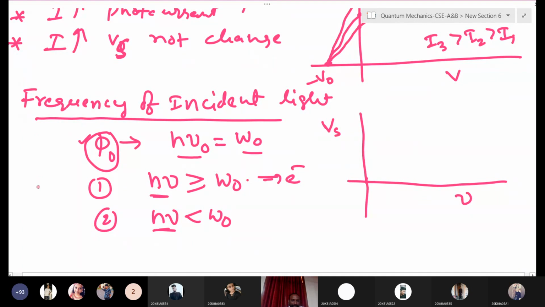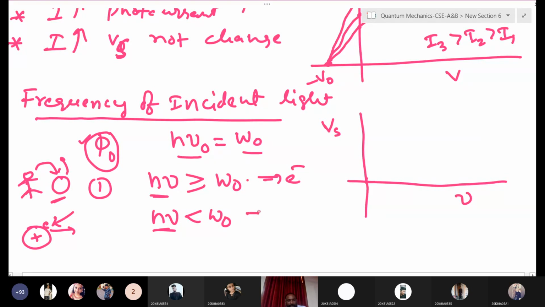Let's take a simple example. You are here, and there is a big stone. If you have sufficient energy, you will lift it, otherwise you cannot lift it because you don't have sufficient energy. Here also, suppose electrons are revolving around the nucleus. The incident energy should be higher than the work function, then only the electron will come out from the metal surface. Otherwise it will not come out. So when incident energy is lesser than the work function, we will not get electrons and the photoelectric effect is not possible. These two are very important conditions.